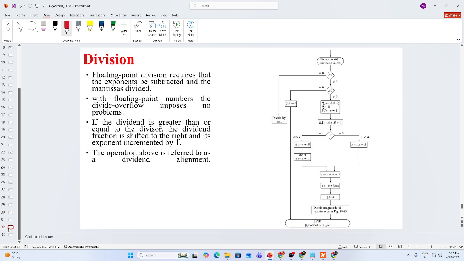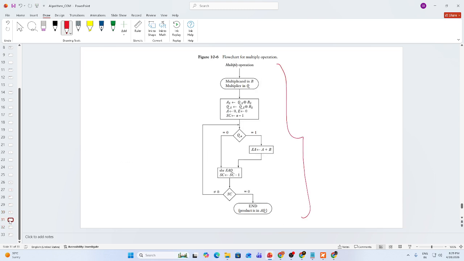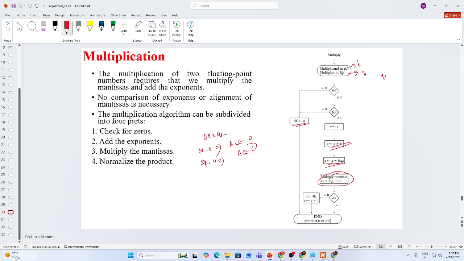Once you multiply the mantissas, there may be a possibility that the result is not normalized, right? So maybe the result is there in the A, the MSB is A1. Suppose if A1 is 0, there is a possibility of getting an underflow, right? So how to handle this? Just perform the left shift one time and decrement the exponent. If A1 is 1, the result is already normalized, you can end the algorithm. But if A1 is 0, just normalize the result by performing the left shift.